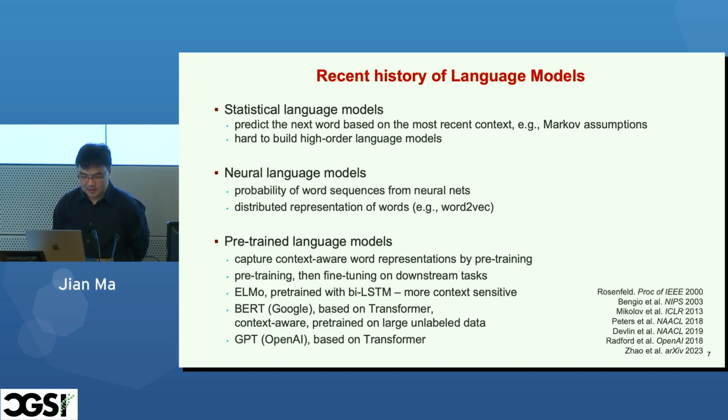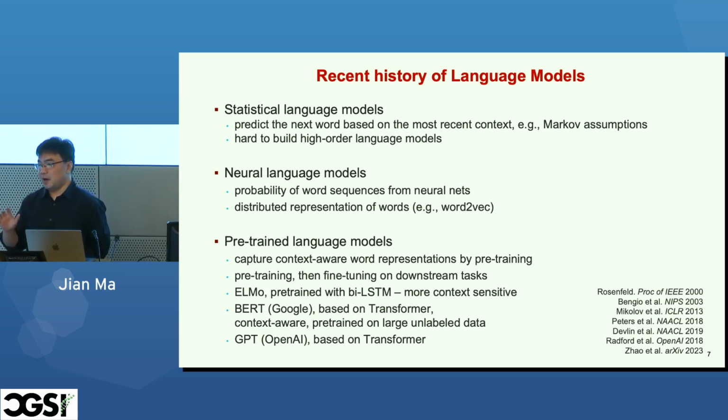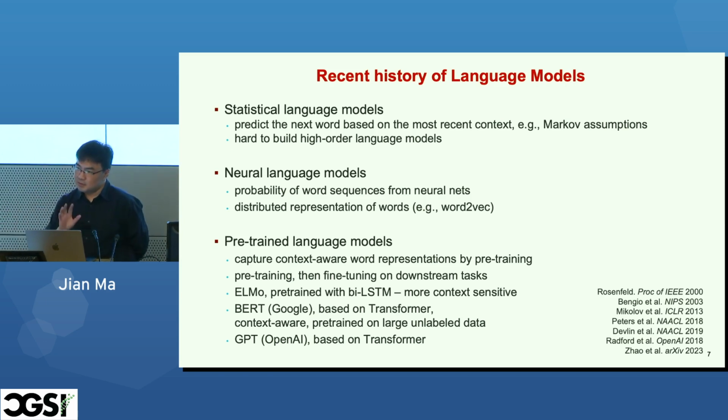Second, later on, there were neural language models, where you try to derive the probability of word sequences from neural nets. Famous examples include word2vec. In Christina Leslie's talk, she touched upon some of those concepts, like their previous work, BindSpace. There are some connections to these neural language models.